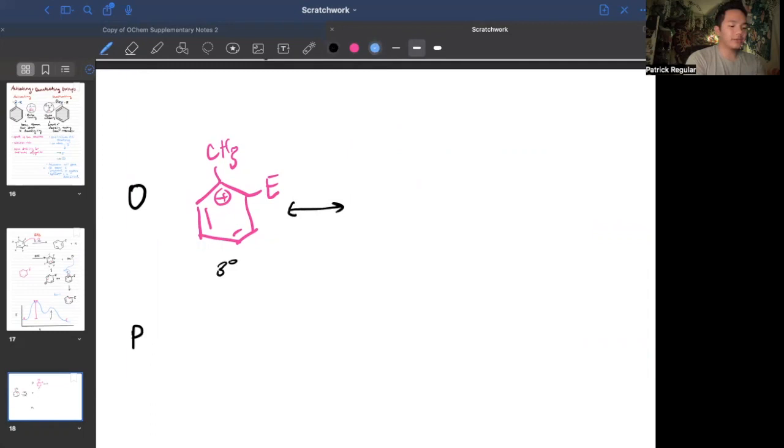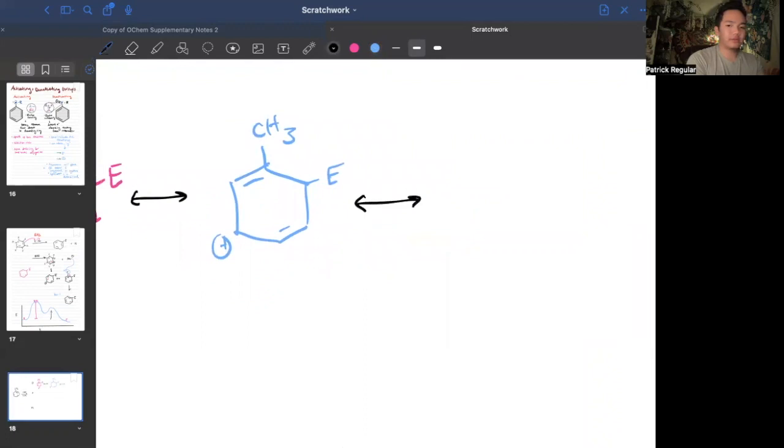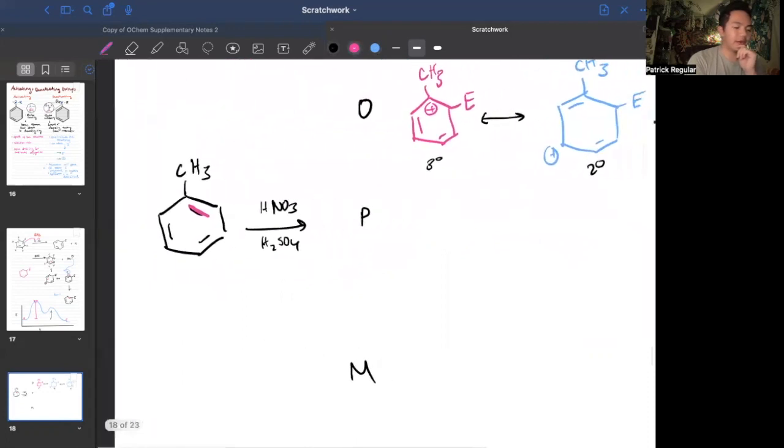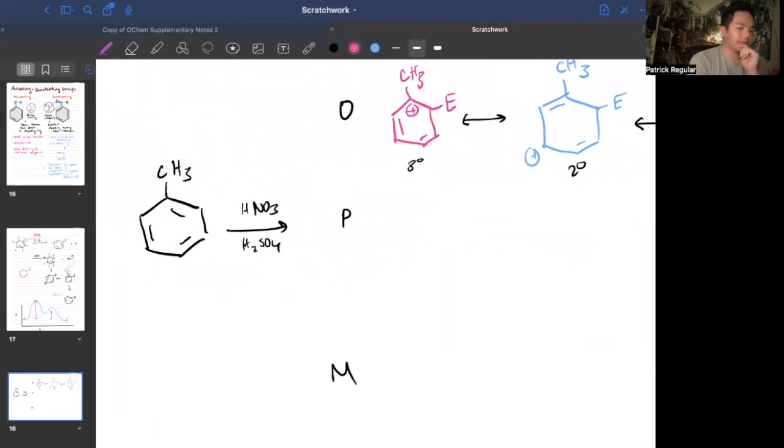So resonance-wise, we have a door hinge maneuver. Positive charge here, E, CH3. Okay. Let's redraw this. This. And our E's are NO2, CH3, positive charge here. We have secondary, secondary. Okay. Now, if we were to do a para, we were to have that E attach here.